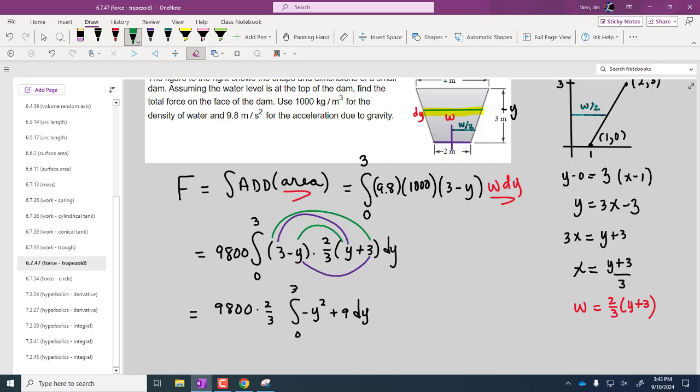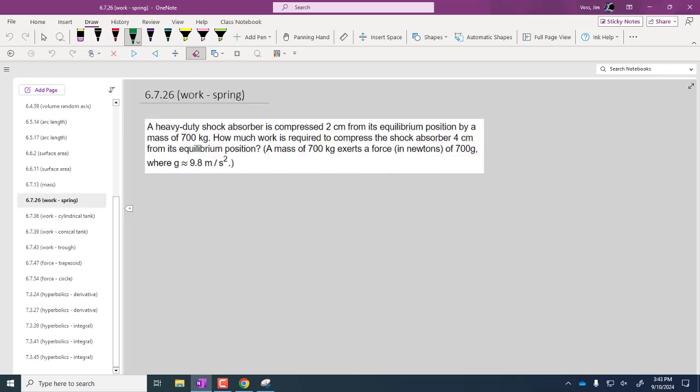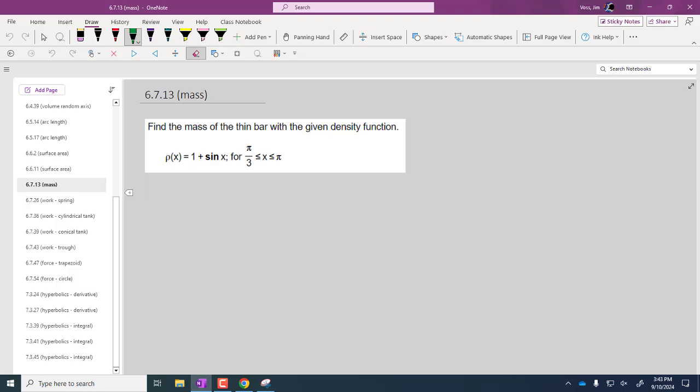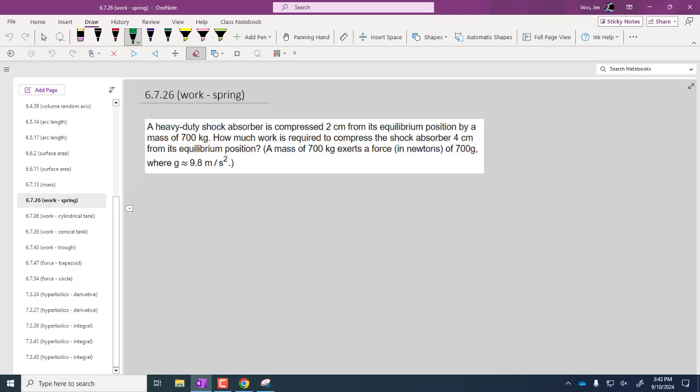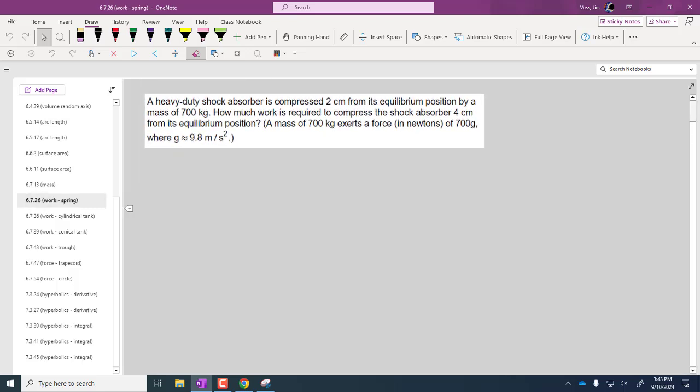Well, we have plenty of time here, so let's go to our spring now. Let's do the spring. And I think, let's see, that's just mass. Yeah, that's not mass. Let's do a spring. Okay, so we've got a shock, which is a spring, compressed 2 centimeters from equilibrium by a mass of 700 kg. How much work is required to compress the shock 4 centimeters from equilibrium?